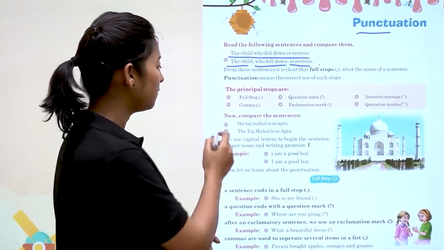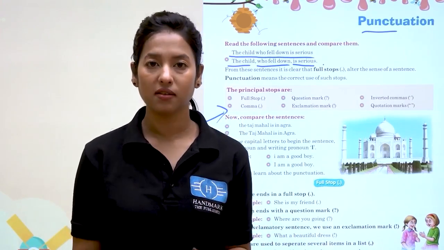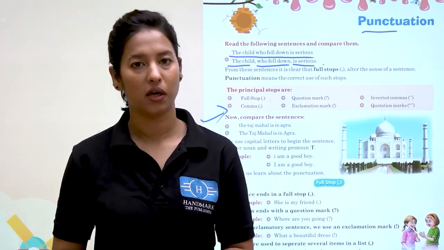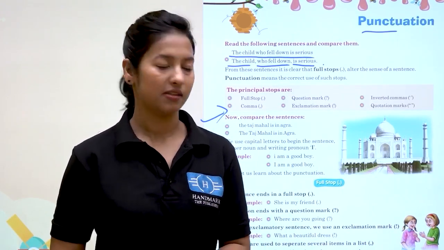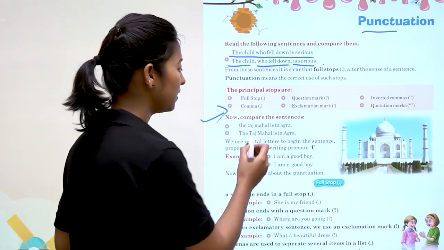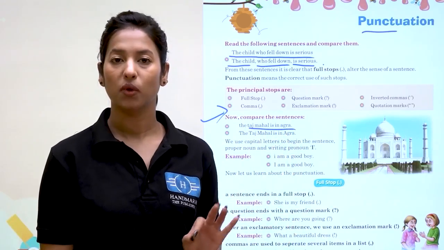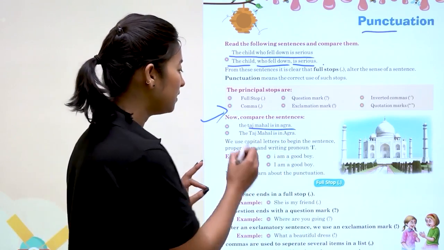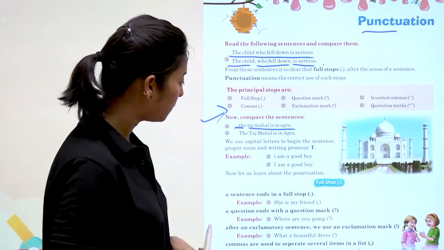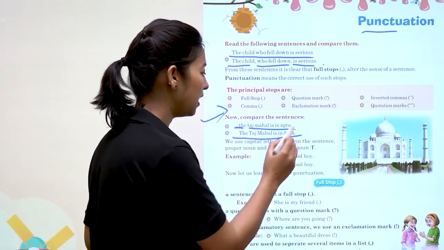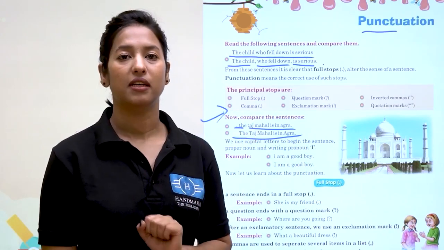The first thing that we have to keep in mind in English is that the first letter of the first word in a sentence is always written in capital letters. For example, the Taj Mahal is in Agra. It is not a correct sentence. What is the error here? The first letter, it is in small. So we have to write it in capital letters. The Taj Mahal is in Agra. So now it is a complete sentence.